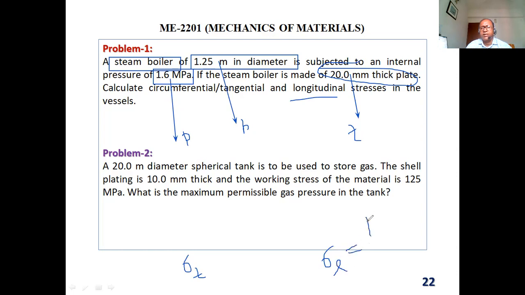What is sigma L? PR divided by 2t. And sigma t is PRi divided by t. Very easy. Okay? Clear? You just put in the formula, you get the result. But did I make any mistake over here? Who can tell me? Anyone? Or should I ask one by one?